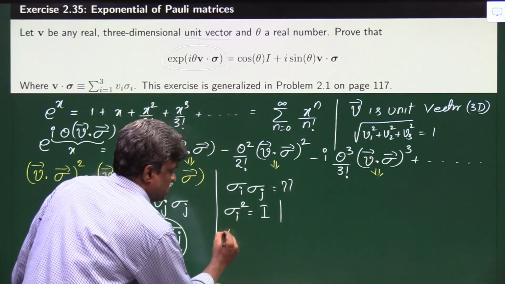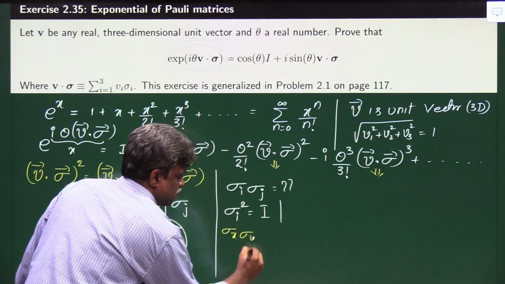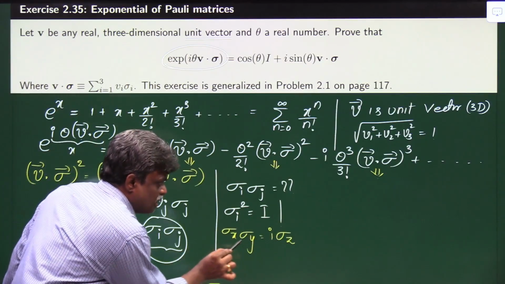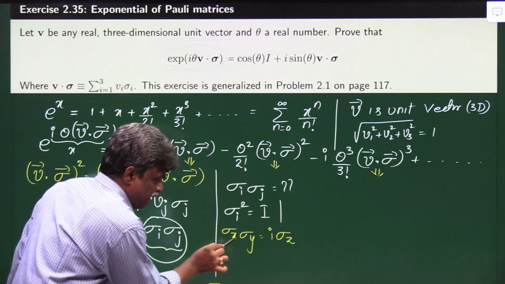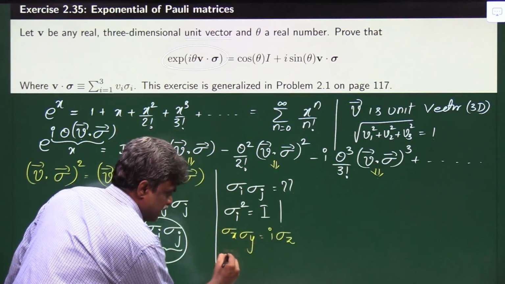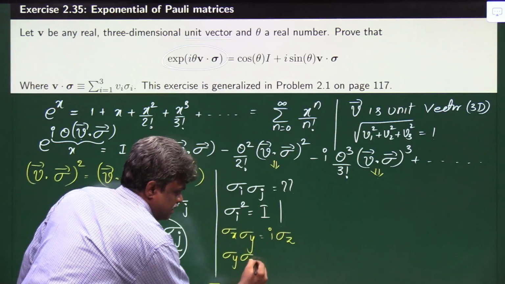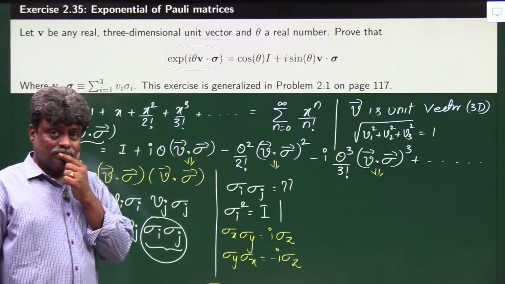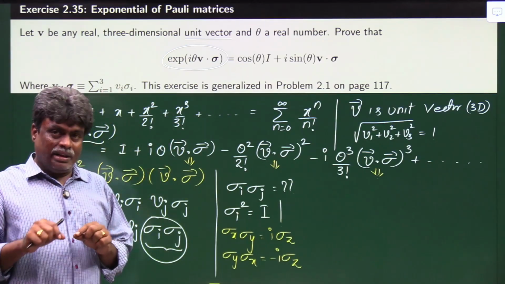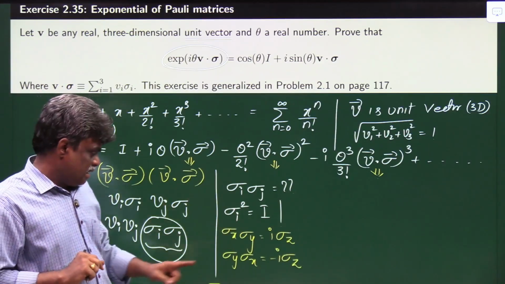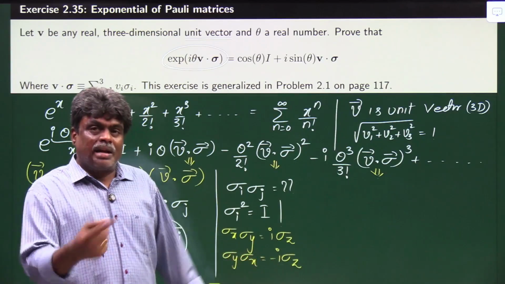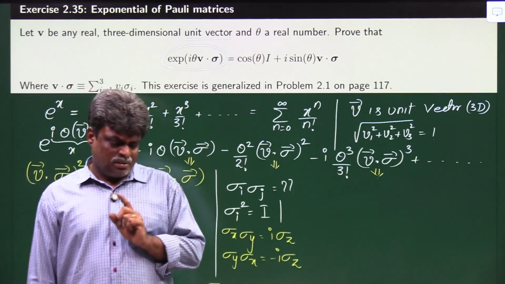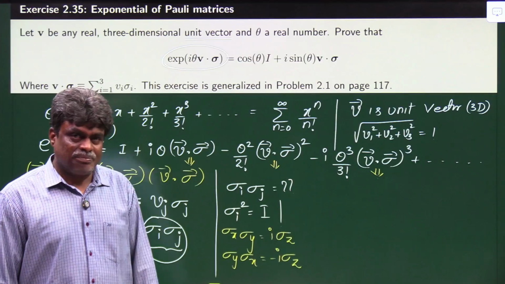Generally, if you take the product σ_x into σ_y, you will get iota σ_z. If it is in the cyclic order, x, y, then you will get z. If it is in the reverse order, σ_y σ_x, it is minus iota σ_z. So if it is in order, we will get iota σ_z. If it is in disorder, we will get minus iota. I think this can be obtained from the Levi-Civita symbol.